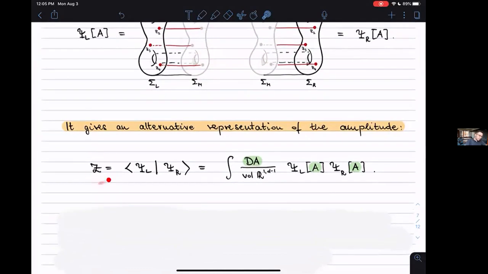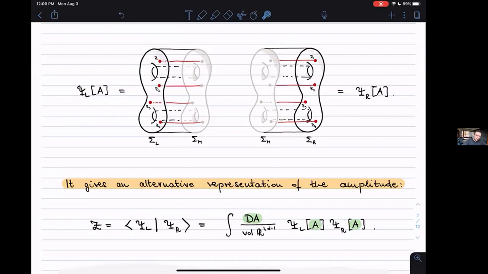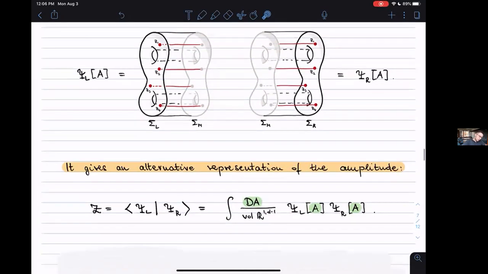So now we can represent the partition function Z, as is usual in topological field theories, as a bracket of two wave functions, which are the objects from here. Okay, so once we have these wave functions, what it means to take the bracket is to integrate over the remaining phase space in the middle, which are the gauge fields modulo gauge fixing.